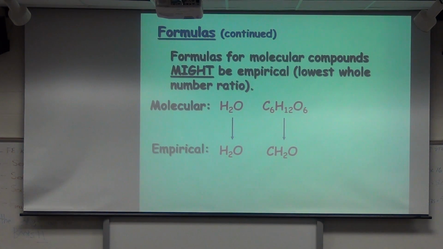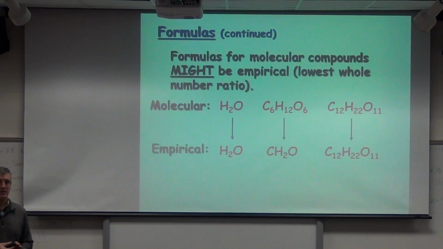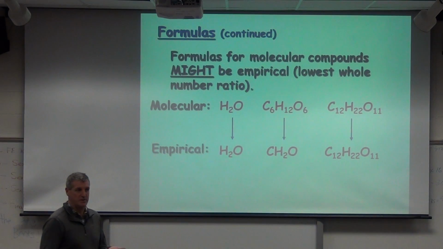And the last one: 11 and 22 could be simplified, but that 12 messes things up. So we can't find any number that will accommodate all three of them. So that's going to have the same formula both empirically and molecularly. So hopefully you think that concept itself is easy.